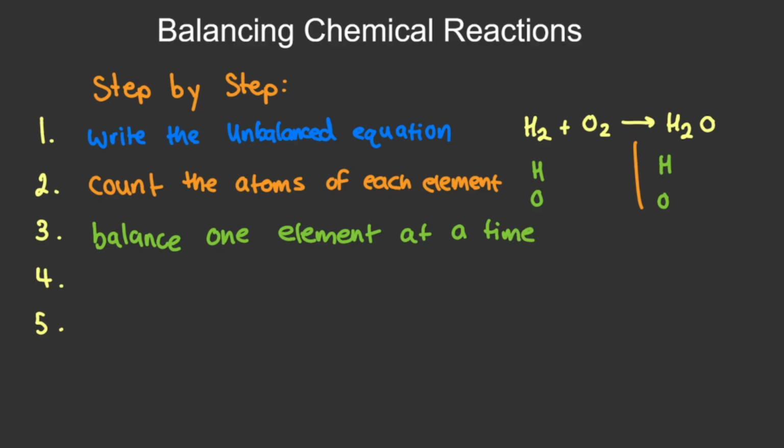Okay, step 4 is going to be leave hydrogen and oxygen until the end if possible. So what I mean by that is that we're going to go through a couple examples, and that step is very important for certain kinds of reactions, okay? And we'll go through those, don't worry. But if you ever have a reaction with more elements than just hydrogen and oxygen, it's very important to just leave hydrogen and oxygen until the end if possible.